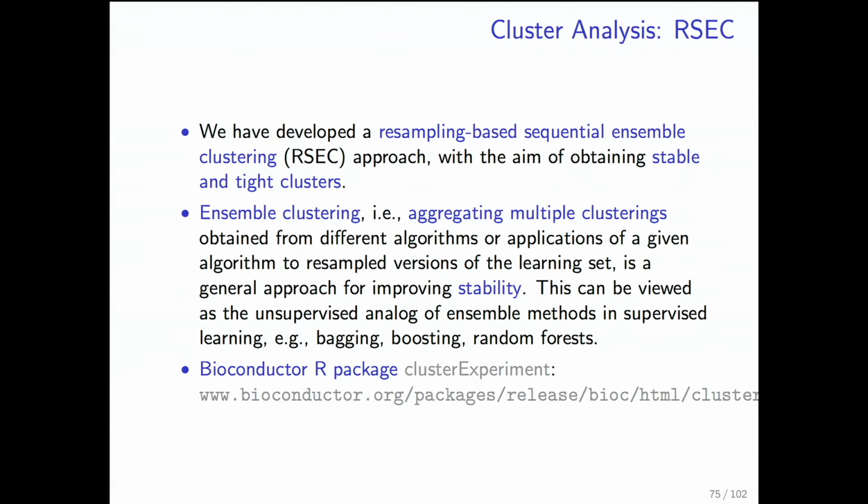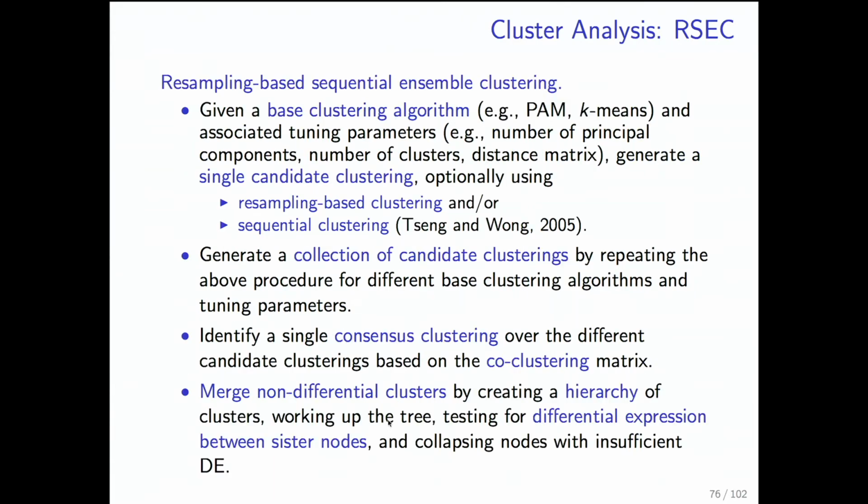Ensemble clustering is basically aggregating multiple clusterings that were obtained either from resampled versions of the data set where we apply the same clustering method, or from using the same version of the data but applying different algorithms to it. And it's essentially what's been done already in supervised learning with bagging, boosting, and random forest. So the idea is to improve stability and also strength across different methods.